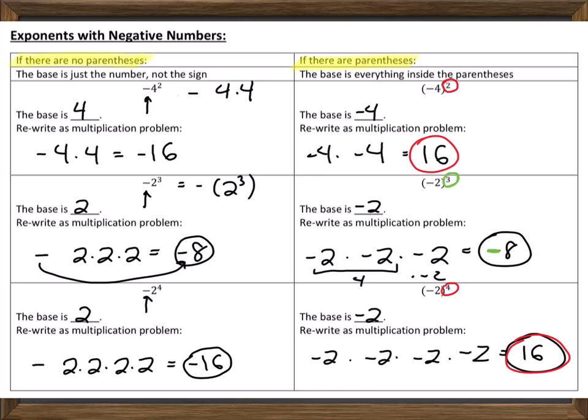And this goes back to the video on signed multiplication. Remember, if we have an odd number of negative signs, whether we're multiplying or dividing, it doesn't matter, that's going to give us a negative number. And if we have an even number of negative signs being multiplied by each other, then it ends up being positive.